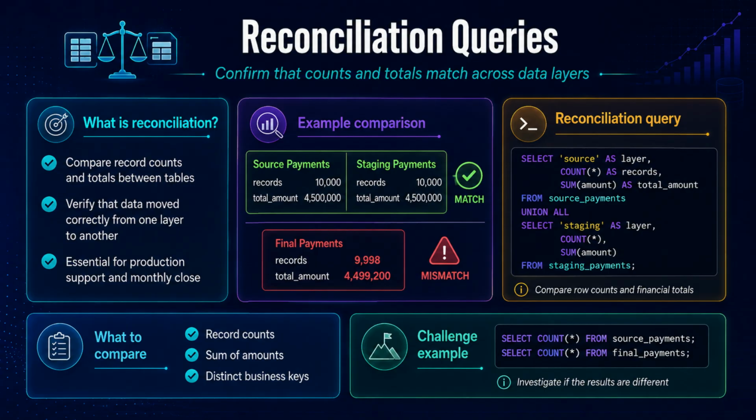single output. Good reconciliation checks usually include record counts, sum of amounts, and distinct business keys. These 3 checks help confirm that the volume, the financial totals, and the unique business entities are consistent across the pipeline. This is especially important in banking, monthly close processes, compliance reporting, production support, and any system where totals must be reliable. The main idea is this: before trusting the report, confirm that the numbers survive the journey across the pipeline. Data should not only move from source to target, it should arrive complete, accurate, and consistent.